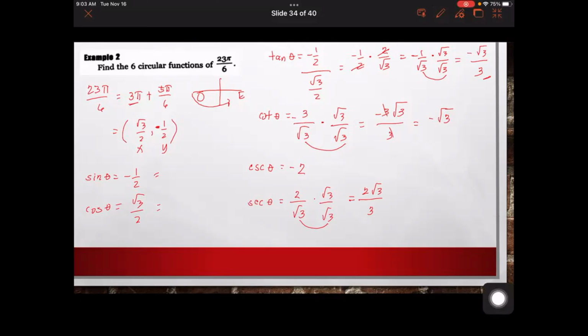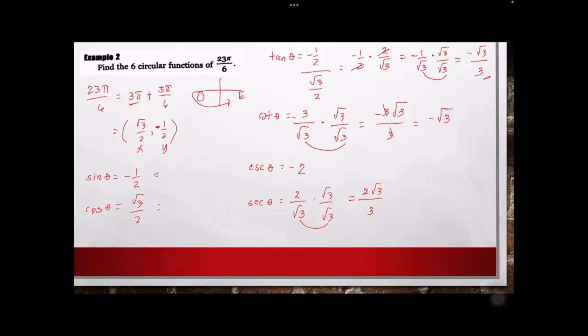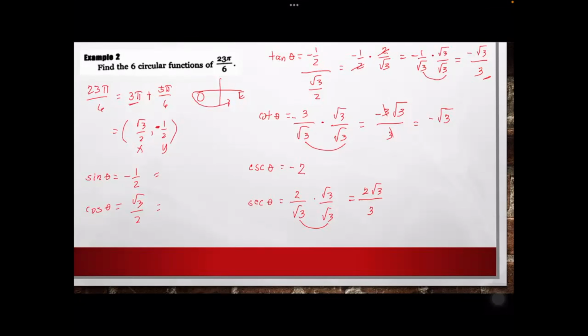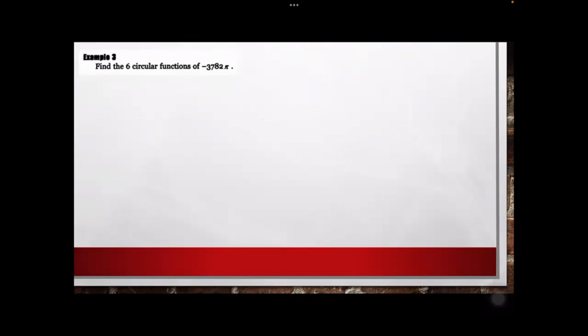Yes, kaya pa. Last. Question pala, before we go to the next. Okay. So, last, we have to find the six circular functions of negative 3,782 pi.